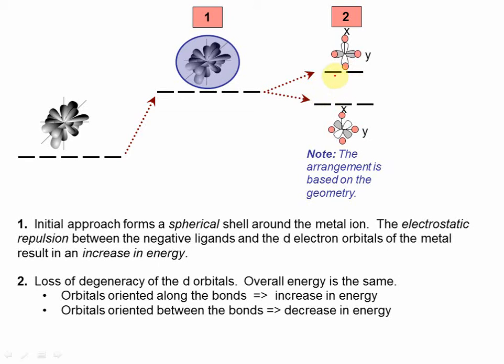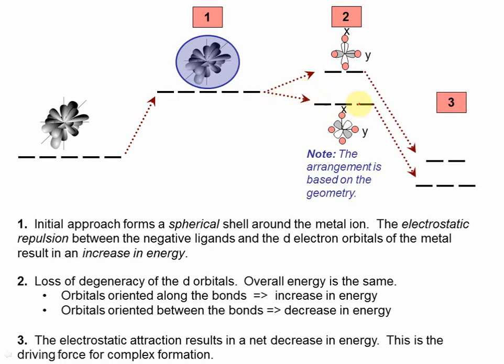But then you've also got to consider the adduct formation. So the ligand acting as a Lewis base, the metal acting as a Lewis acid, so you have this overall attraction due to the sharing of electron density, and this is why the complex is formed. So the electrostatic attraction results in a net decrease in energy compared to our initial free metal ion. And this is the driving force for complex formation, this lowering of energy compared to the initial free metal ion.